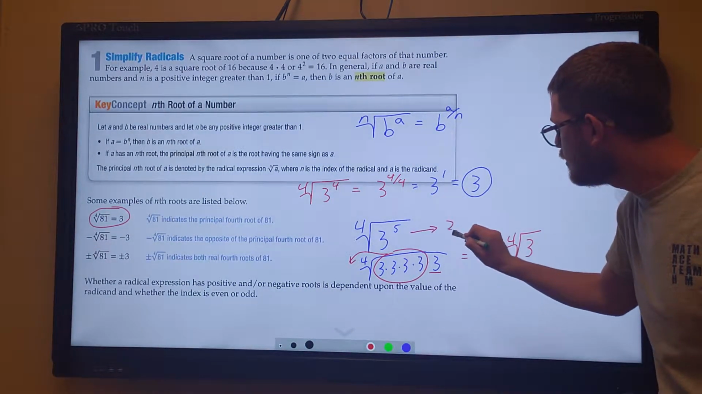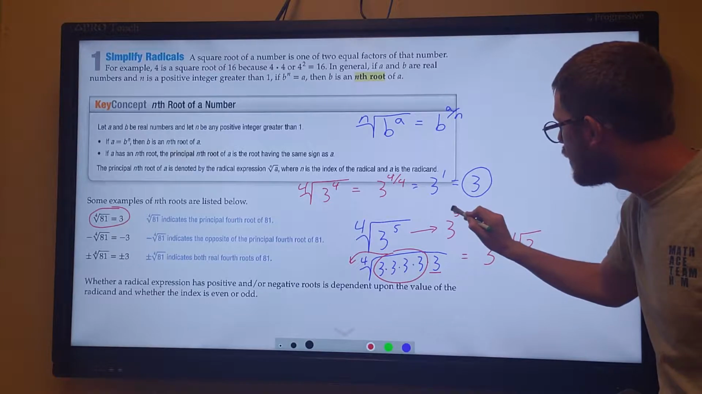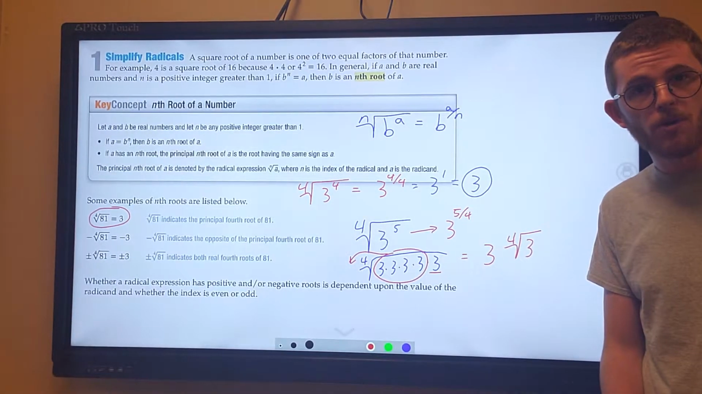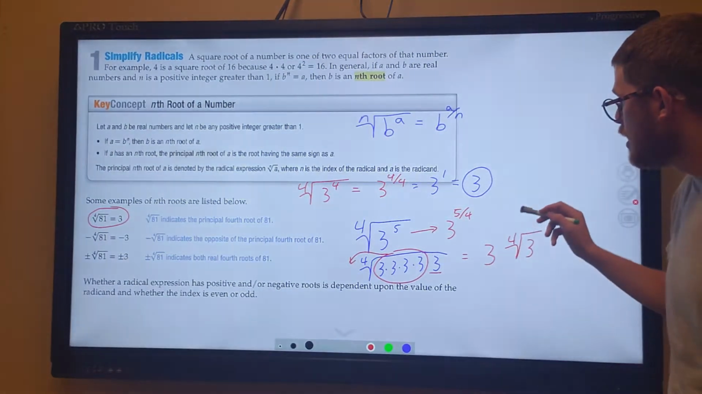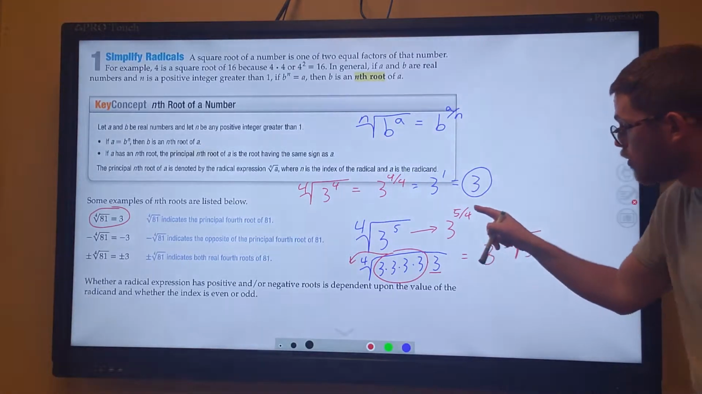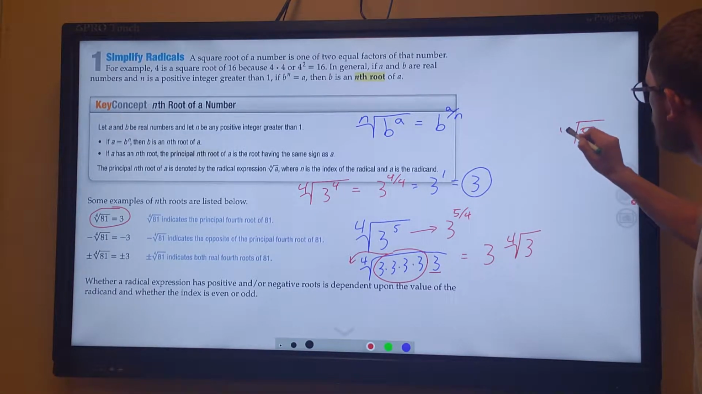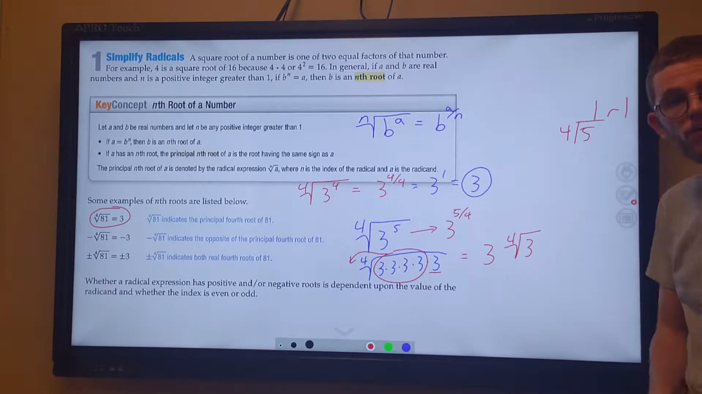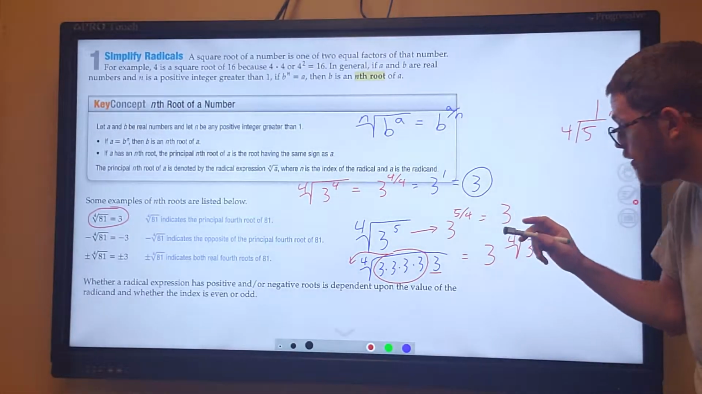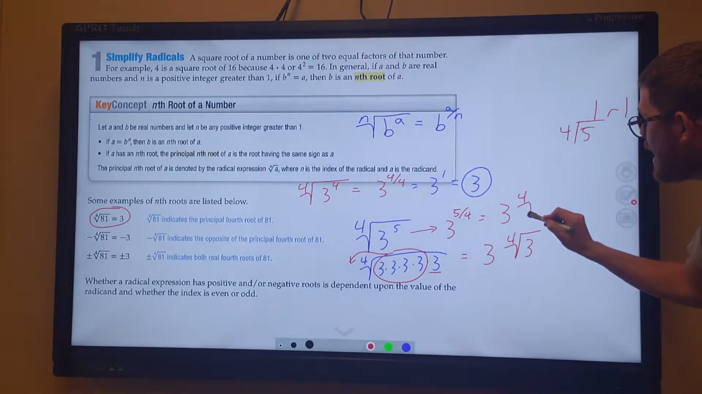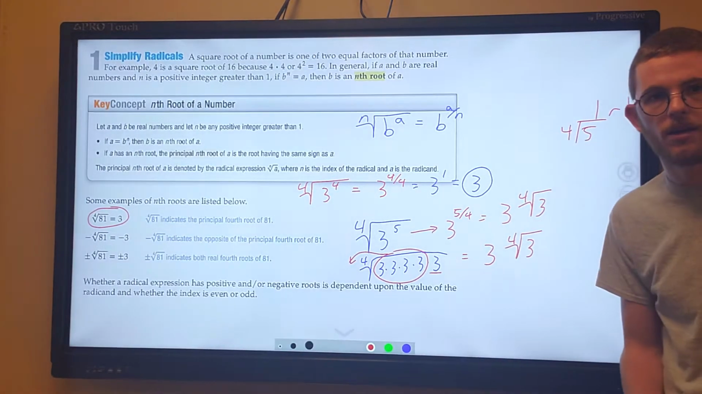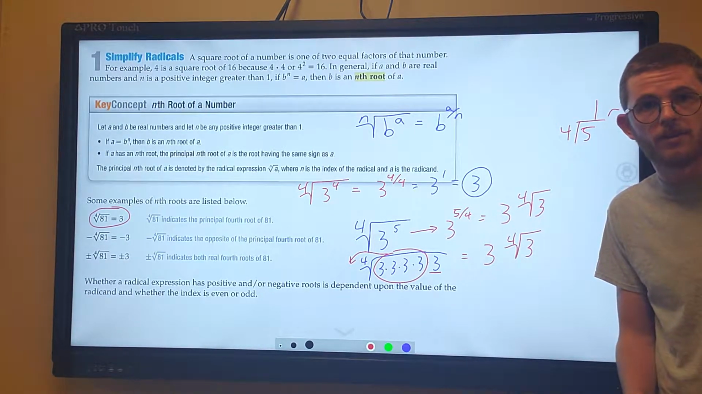We could see this as 3 raised to the 5 over 4. What is 5 divided by 4? 5 divided by 4 is 1 with a remainder of 1. When we take 5 and divide it by 4, we have 1 with a remainder of 1. 1 3 came out on the outside, but 1 remained on the inside. That's the technique that I'm going to want to use to simplify these things.